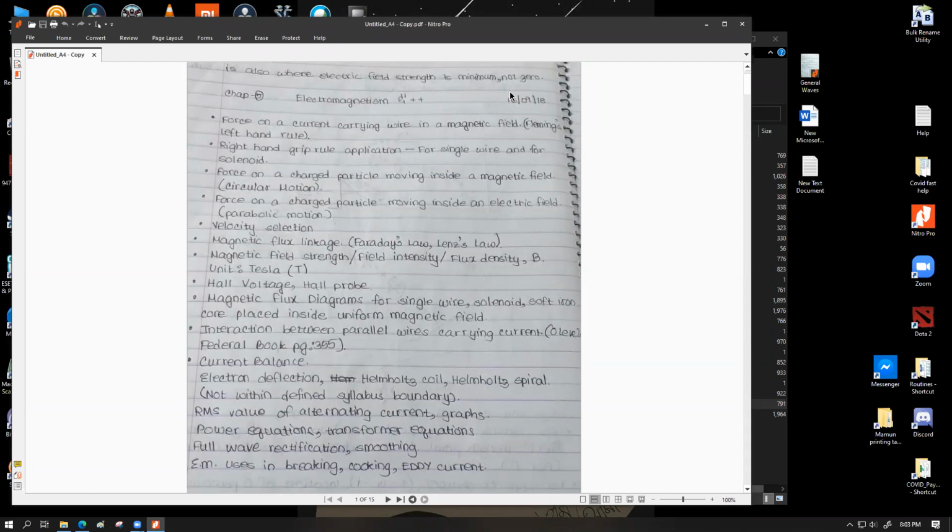And hard magnetism is the type of magnetism where a material shows retaining capability or storing capability of magnetic behavior.